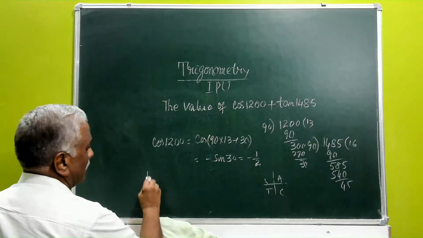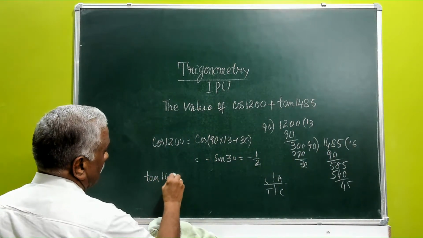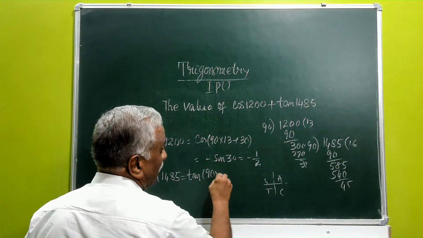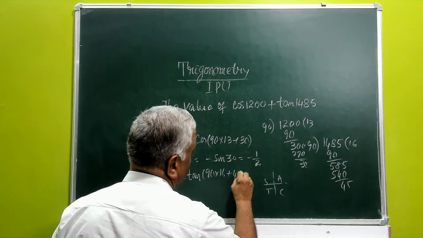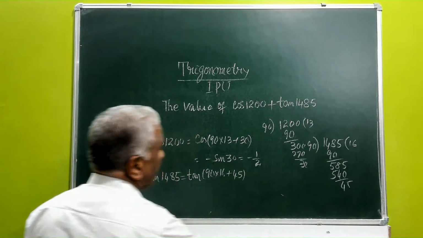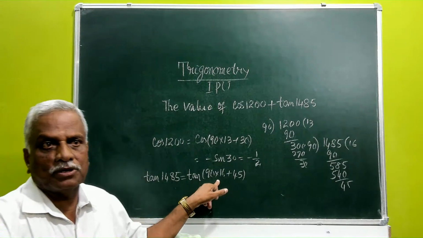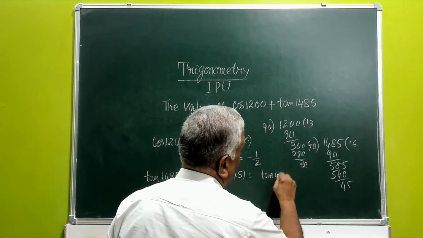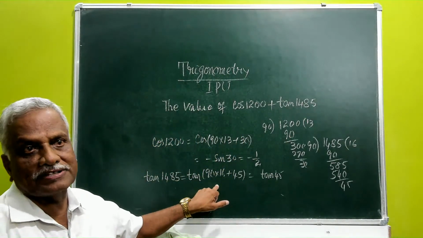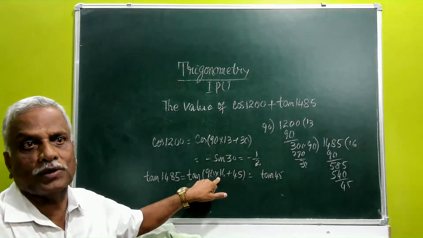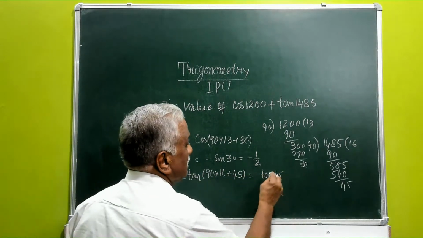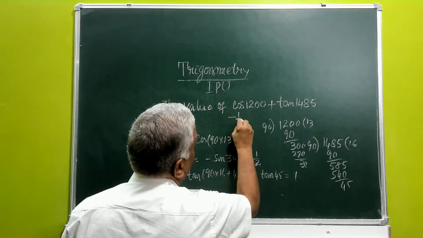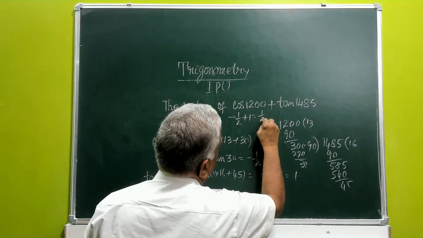So you are writing tan 1485 as tan of 90 into 16 plus 45. See, 90 into 16 is an even multiple. Because it's an even multiple, it will not change. It remains as tan. Now which quadrant have you decided? 90 into 16 means 4 rounds are over. Plus something will come to the first quadrant. Therefore this is positive. What is tan 45? It is 1. So what is your answer? This is minus half. This is 1. That is equal to plus half.